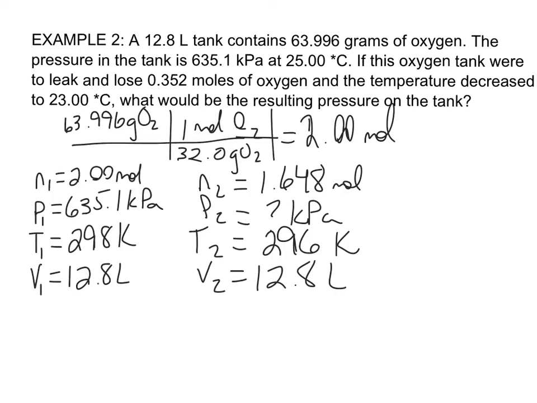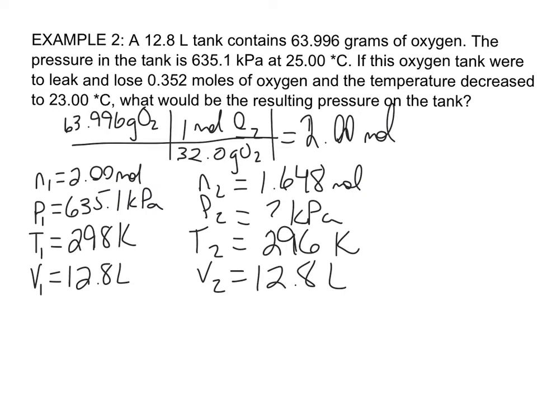Alright, hopefully you're able to pull all of this information out. We start with approximately 2 moles of gas, which we get using our mole conversion to go from grams to moles. We start with an initial pressure of 635.1 kPa, which we do not have to convert because we're not using our R constant. We converted our temperature from 25 degrees Celsius to 298 Kelvin, and we start with a tank that is 12.8 liters in volume.